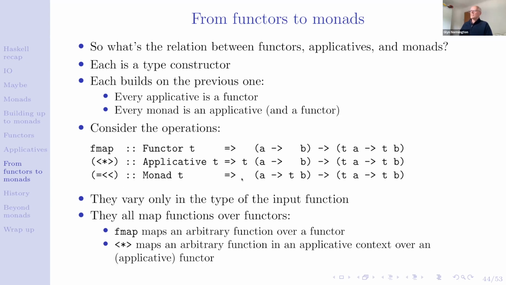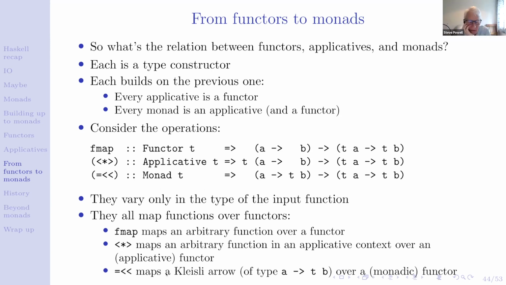Apply takes an arbitrary function A to B in an applicative context, so T(A to B), and it applies that to TA, and you get TB. And then this other one, bind, maps a class to the arrow, type A maps to TB over a monadic functor. So again, we've got this lopsided thing, A maps to TB, we're applying that. Okay, so that for me crystallizes why you've got this progression, because the signatures are sort of similar.